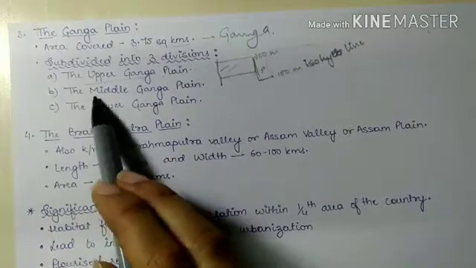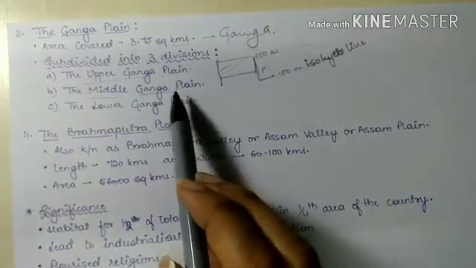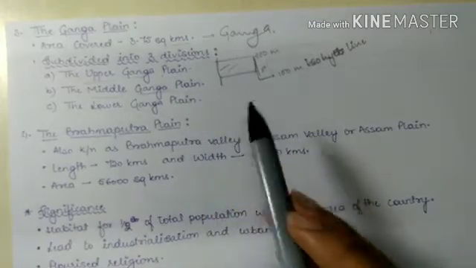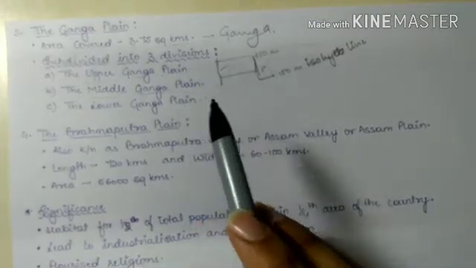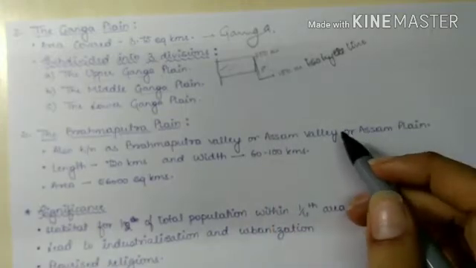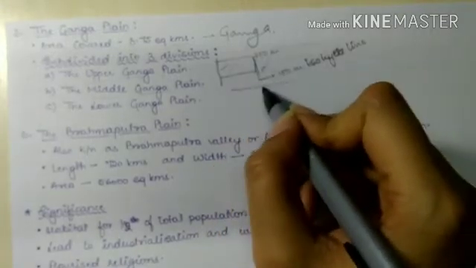Next, we will look into Middle Ganga Plain. This Middle Ganga Plain occupies the eastern part of Uttar Pradesh and Bihar. It measures about 600 kilometers wide.